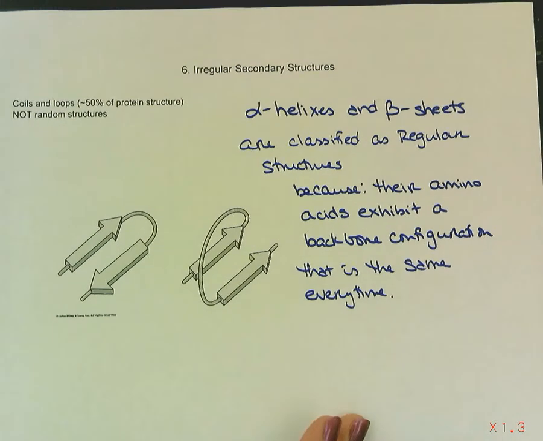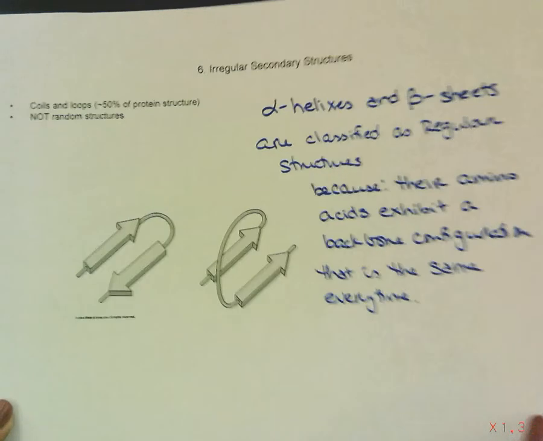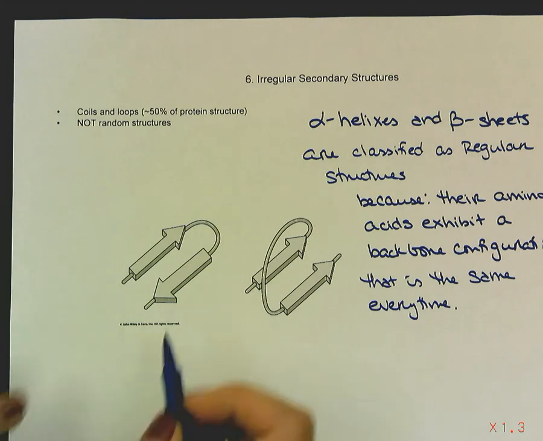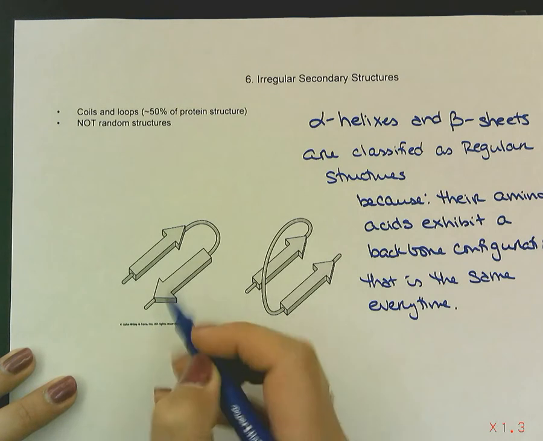Irregular secondary structures, which actually make up about half of all protein structure, are not random, but they are not regular. So two good examples are here and here.